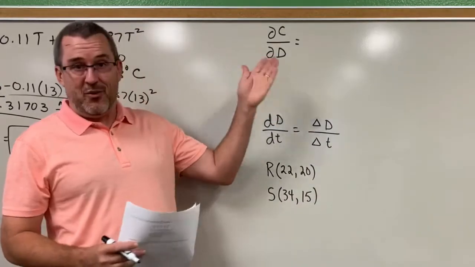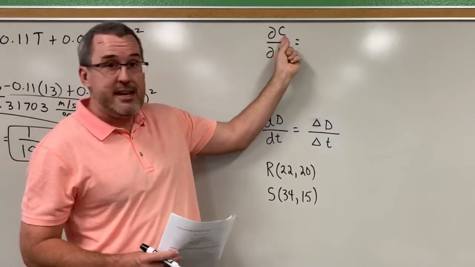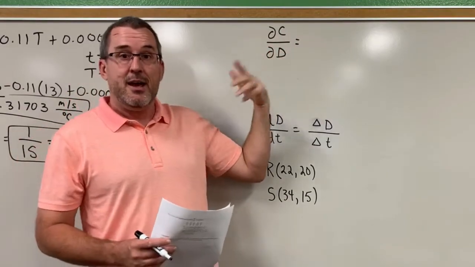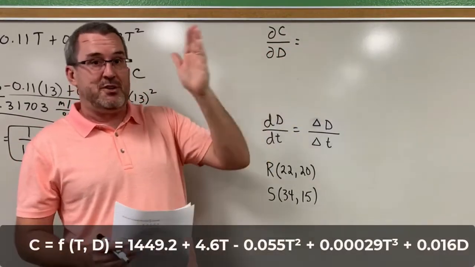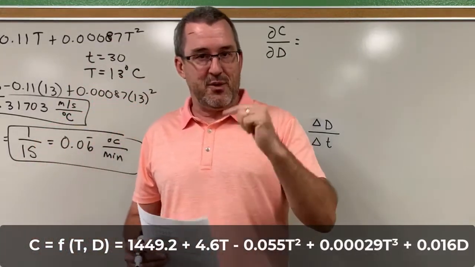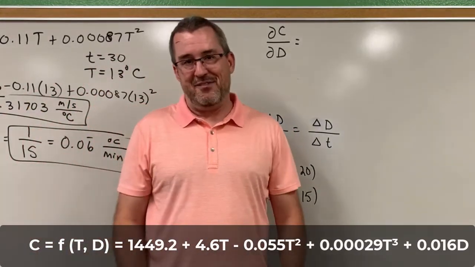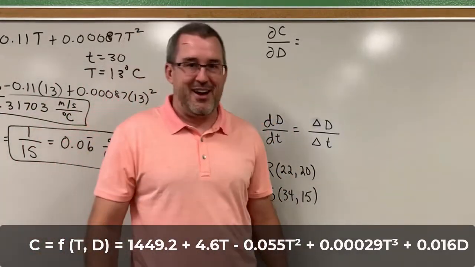The next one in order was dc/dd, that partial derivative. Remember, c, the speed of sound, was a multivariable function of temperature and depth. We're now going to get changes in the speed of sound relative to changes in depth. So go back to that function. I hope you have your handout in front of you. You can track along with me how this derivative works.